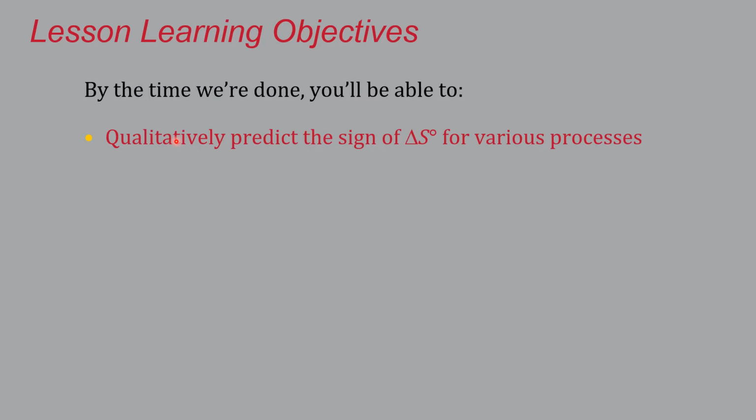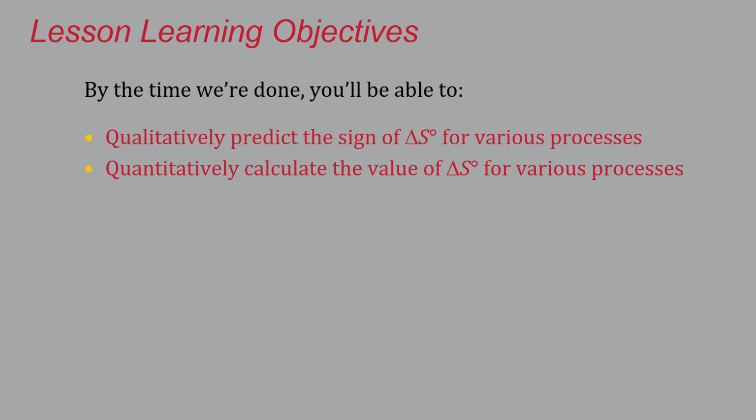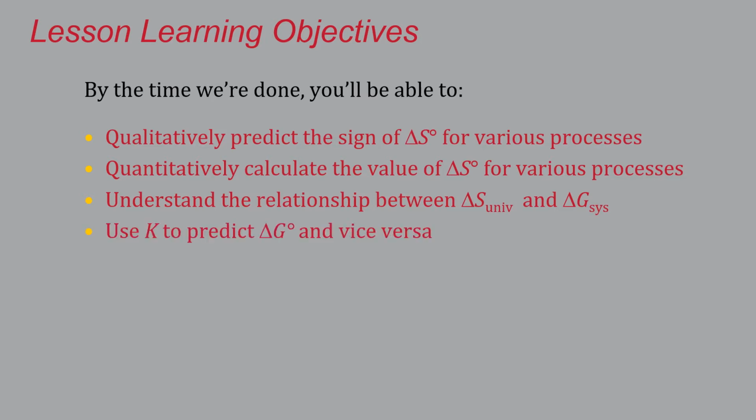Welcome to the second lesson in the thermochemistry chapter. And so this time, you're going to be able to qualitatively predict the sign of a standard delta S for various processes and calculate the value also for various processes. You're going to understand the relationship between delta S of the universe and delta G of the system, which means you'll also know what G stands for. And you're going to relate these thermodynamic quantities to equilibrium constants and reaction quotients. It's not as bad as it seems.